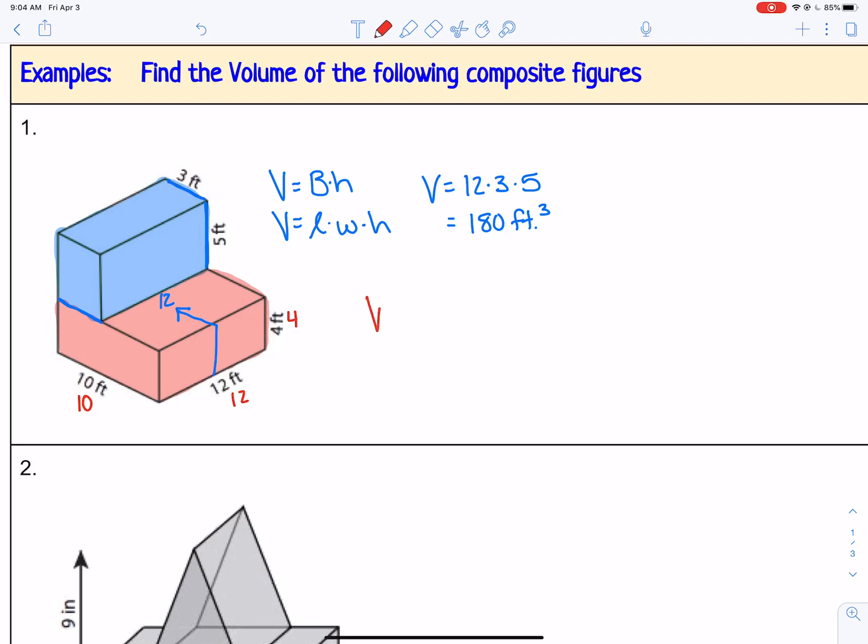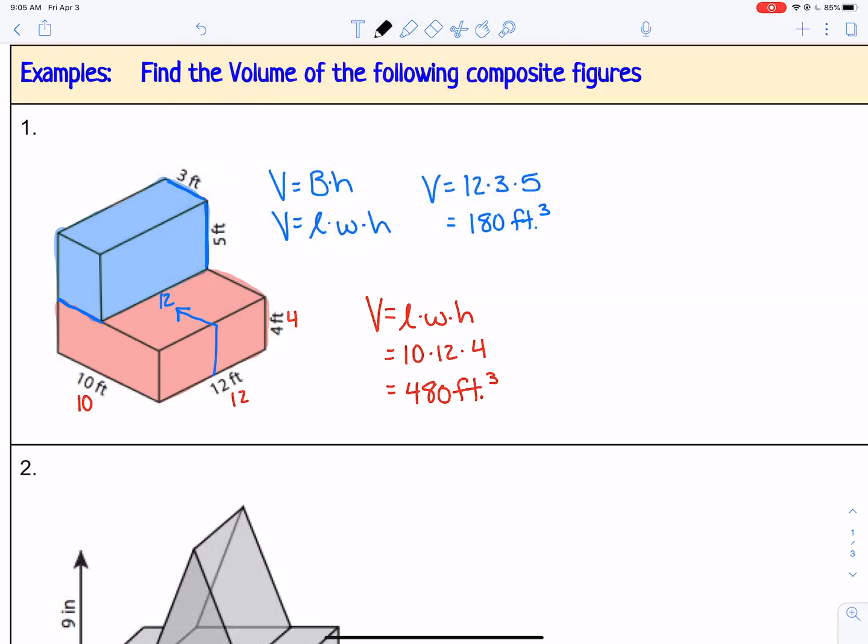And so the volume would work just like the one at the top, and we would have length times width times height because we have the area of the base, which in this case is 10 times 12, and then times the height. But again, it doesn't really matter which order because you're just multiplying those all together. So then we get 480 cubic feet for the volume of that red box.